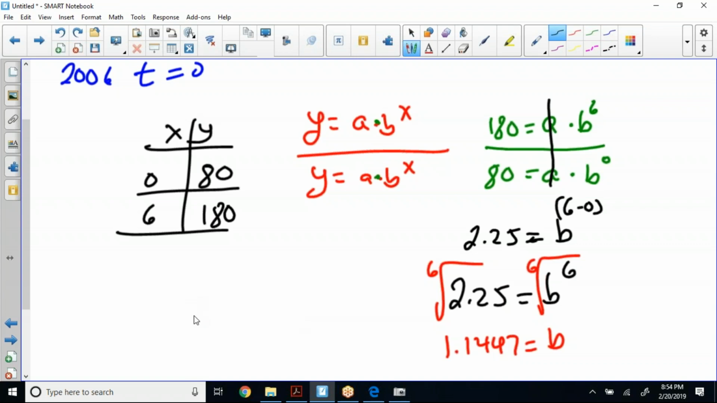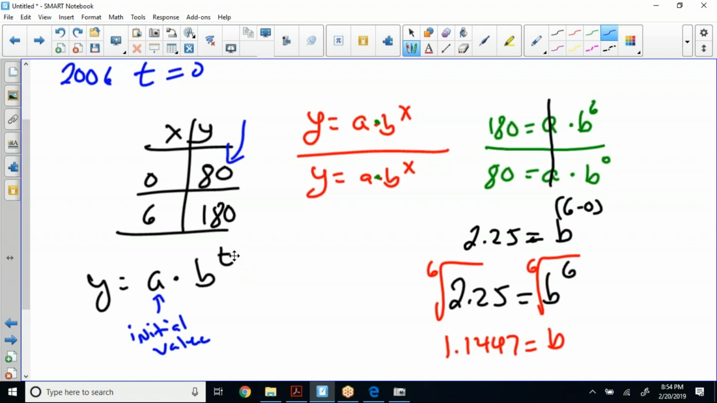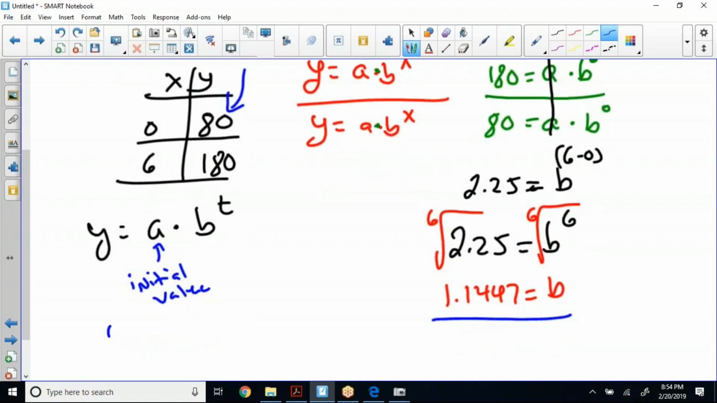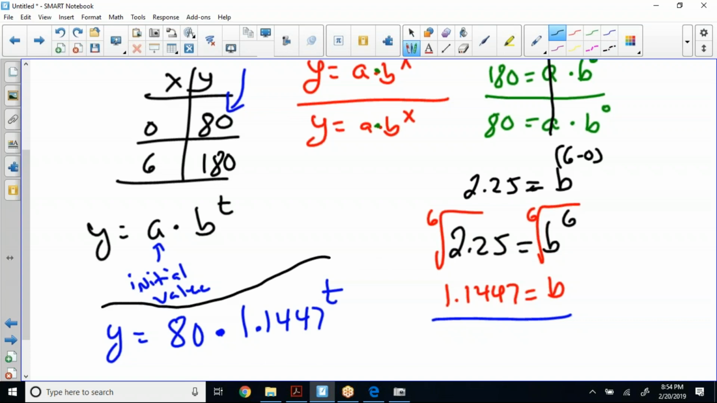So here's what I got. I know that when I write this equation, a times b raised to the t, that a has to be the initial value, right? I know what the initial value is. In 2006, we were at 80 deer. That's when we introduced them, right? And we just found what the base was. So y equals 80 times 1.1447 raised to the t. And that's it. That should be the answer right there.